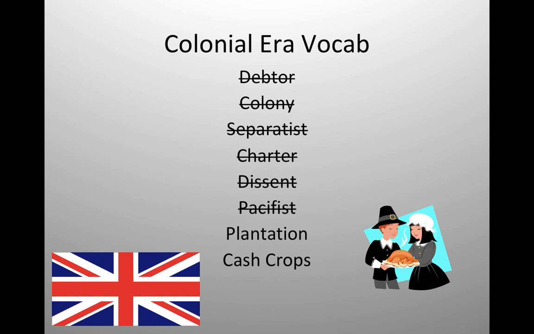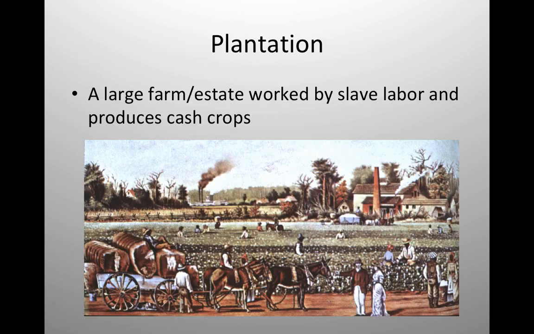So this next word you might be familiar with, but just in case, it's the word plantation. So plantation is a large-scale farm or estate worked by slave labor and produces cash crops. It's okay if you don't know what cash crops are, because that's the next word. But a plantation is a large-scale farm or estate worked by slave labor and produces cash crops.